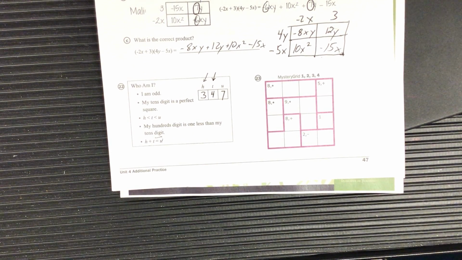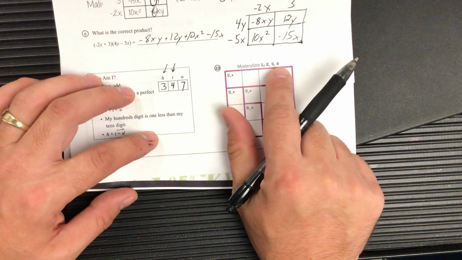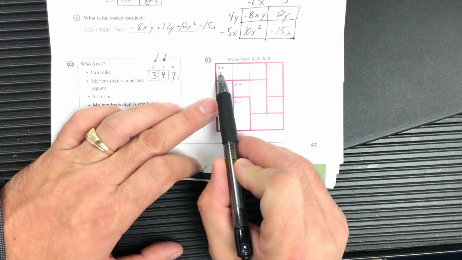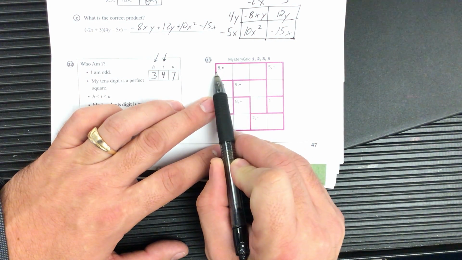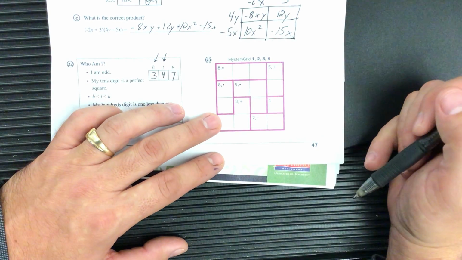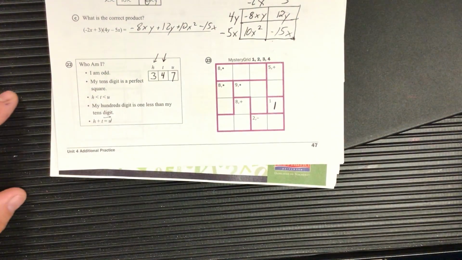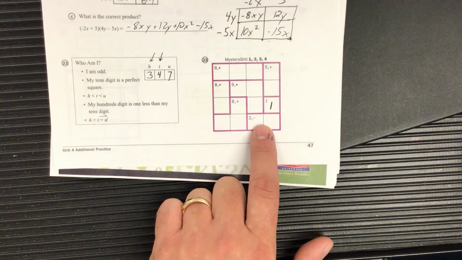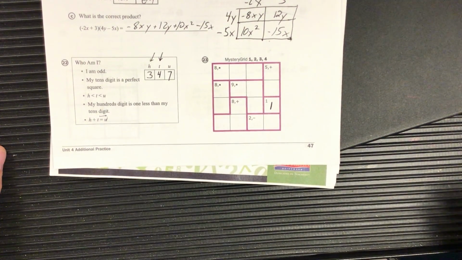Question 23. Devin, you haven't seen one of these. It's a little different. Here are our numbers that we're going to use, and here are our clues. That means these 3 boxes multiply to give you 8. These 2 boxes add up to give you 5. This one has to be a 1. There's only a 1 there. These 2 subtract to give you 2, and so on. Anybody think they have it?